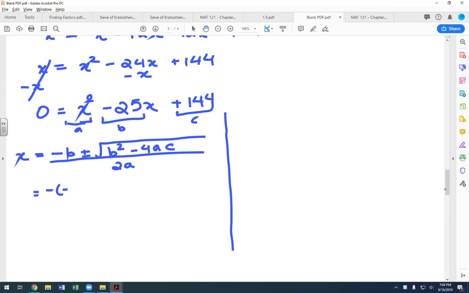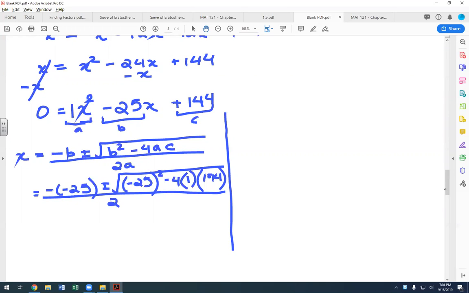You should have negative of negative 25 plus or minus. We'll again have negative 25 squared minus 4 times A. Again, remember your A is 1 and C is 144. Everything divided by 2 times 1, which is just 2. So positive 25 plus or minus 25 squared will be 625. What is 4 times 144? 576.